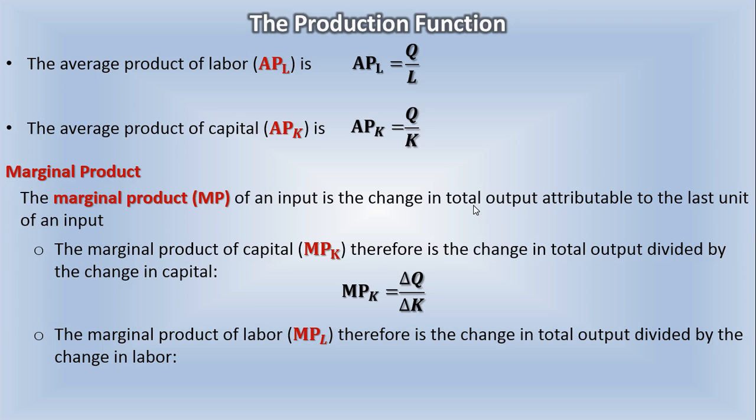The marginal product of labor is the change in total output divided by the change in labor. Again, we're using triangles to represent change, but essentially what we're saying is that these marginal products are basically the derivatives of the production function with respect to capital and labor.